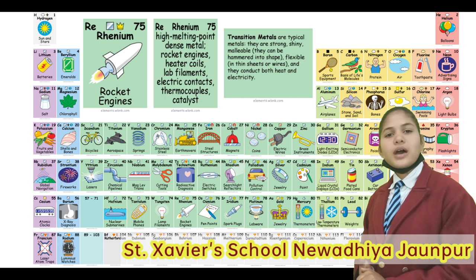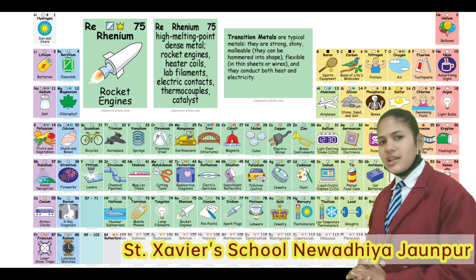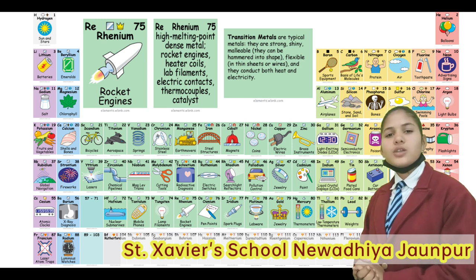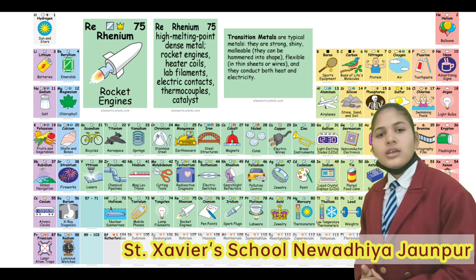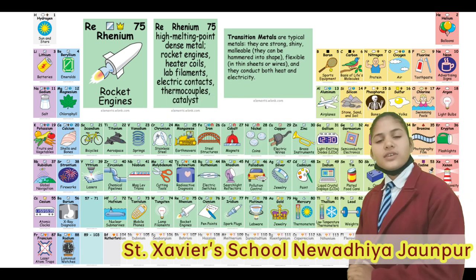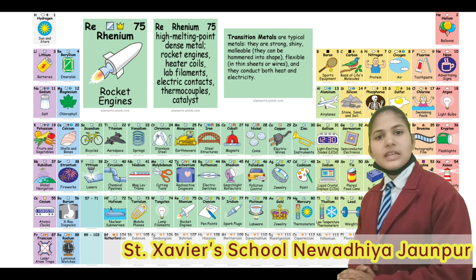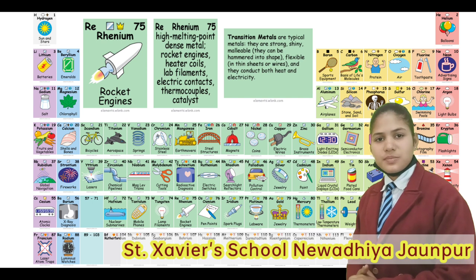Technetium. Technetium is used in radioactive tracers. Ruthenium. Ruthenium is used in electric switches. Rhodium. Rhodium is used in searchlight reflectors. Palladium is used in pollution controls. Silver. Silver is used in jewelry. Cadmium. Cadmium is used in paint. Indium. Indium is used in LCD. LCD stands for liquid crystal display.